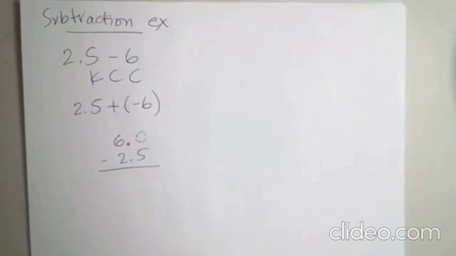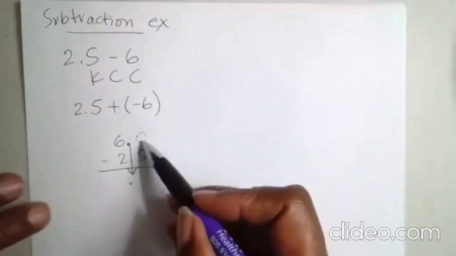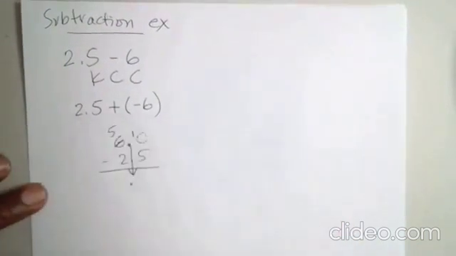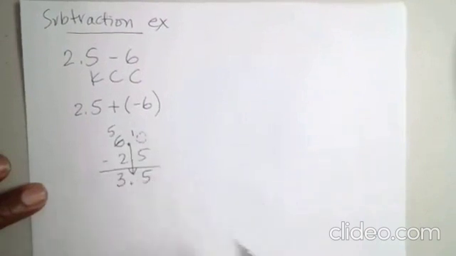There's an invisible 0. That's like 60 minus 25, even though we have decimals. So we bring our decimal down into the answer. Well, 0 can't take away 5. We must go over here and borrow, which makes this 10. 10 minus 5 is 5. 5 minus 2 is 3.